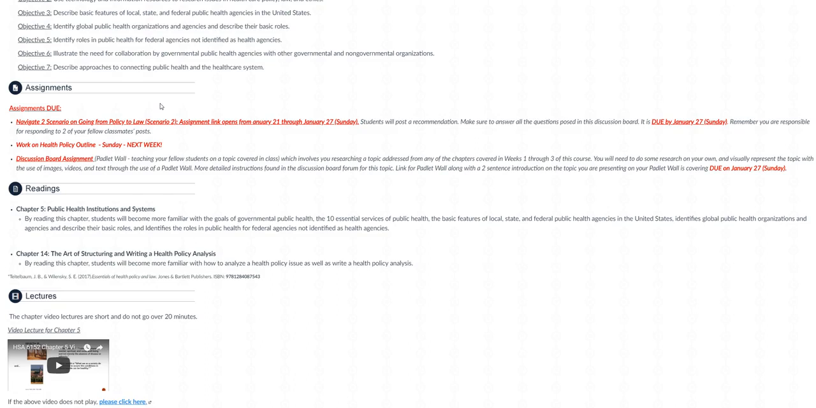So you'll be able to post videos, text, and images to effectively convey the message you are trying to convey through your Padlet wall. I do suggest for you to include sources. You can include them in the discussion board post where you introduce your Padlet wall and include the link.